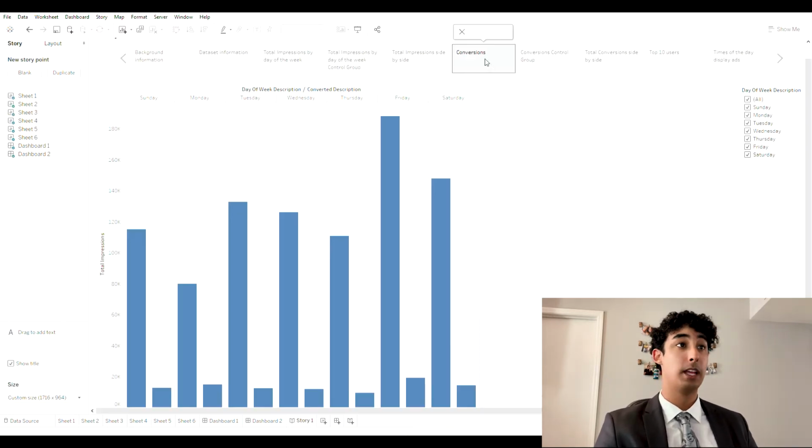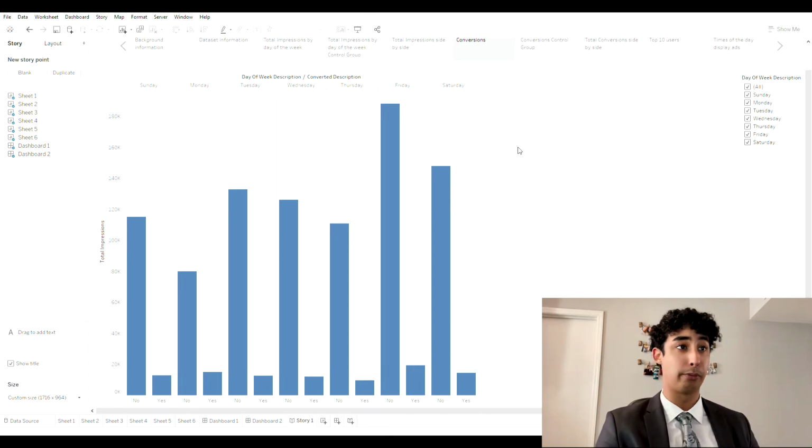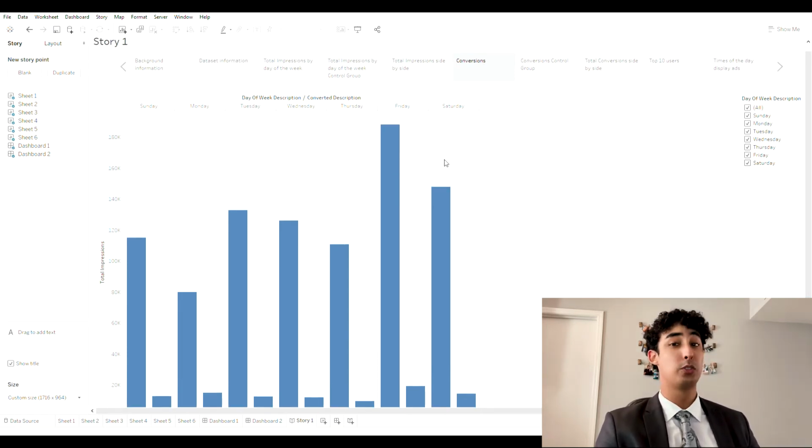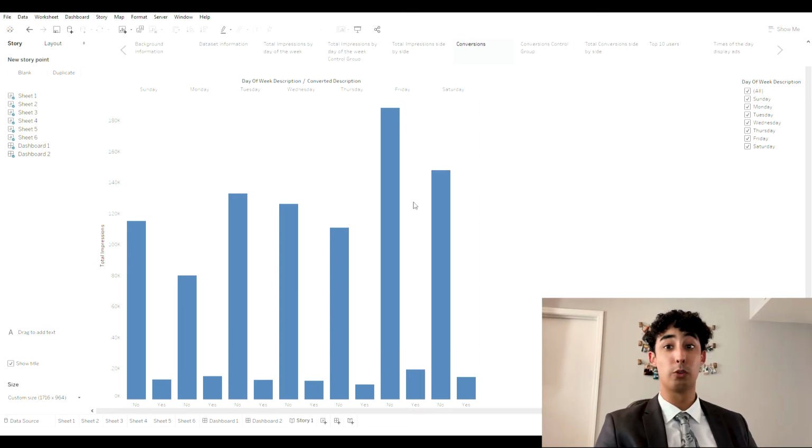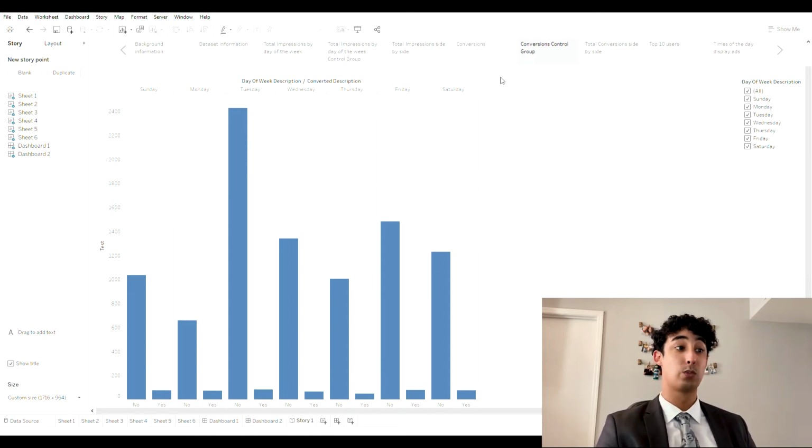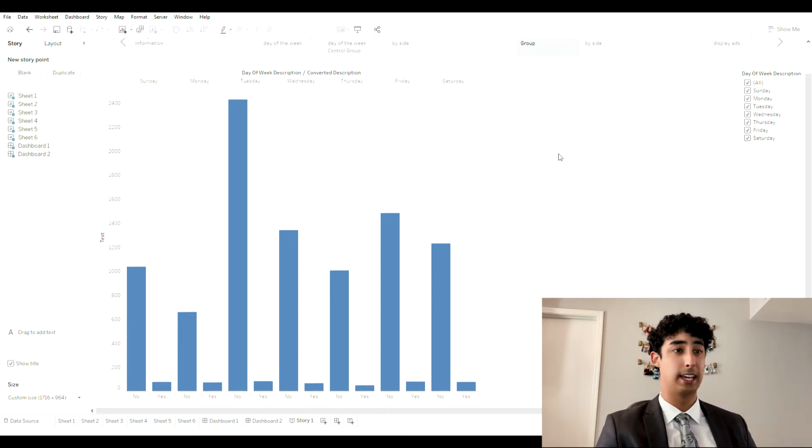Let's look at conversions. We can look even deeper and determine that most people did not convert. However, most people converted on the day that most people were exposed to the display ad. Now, let's look at conversions in the control group. As we saw, Tuesday was the one day that people saw the ad the most. However, when we look at who converted, we can easily say that it was on Tuesday that most people converted. Therefore, we can see that there's a positive correlation between the total number of impressions and the conversions per day.